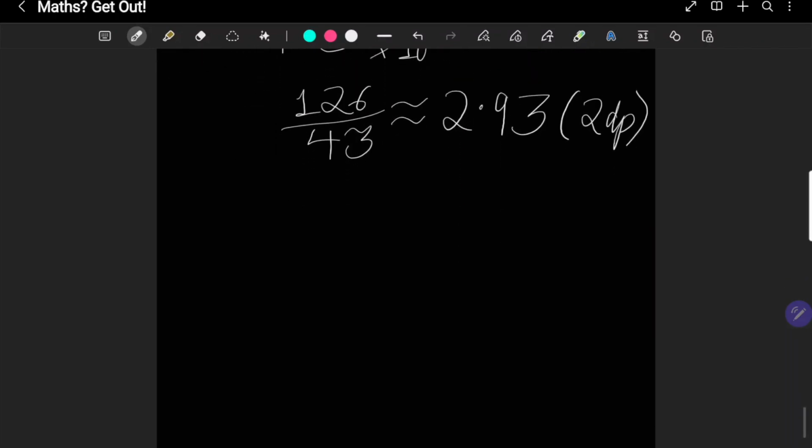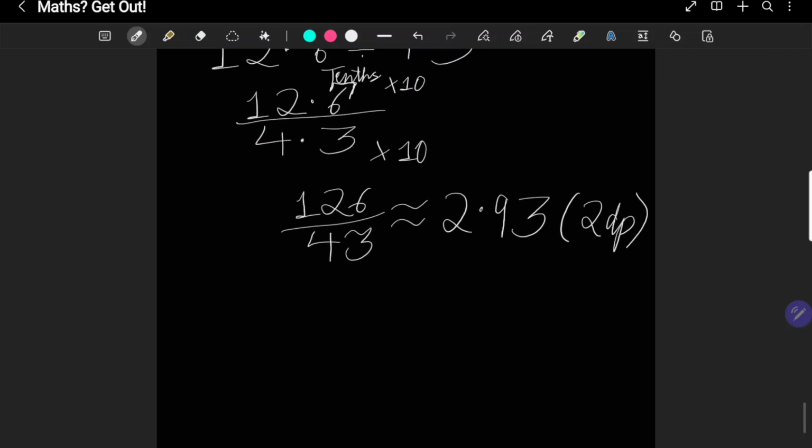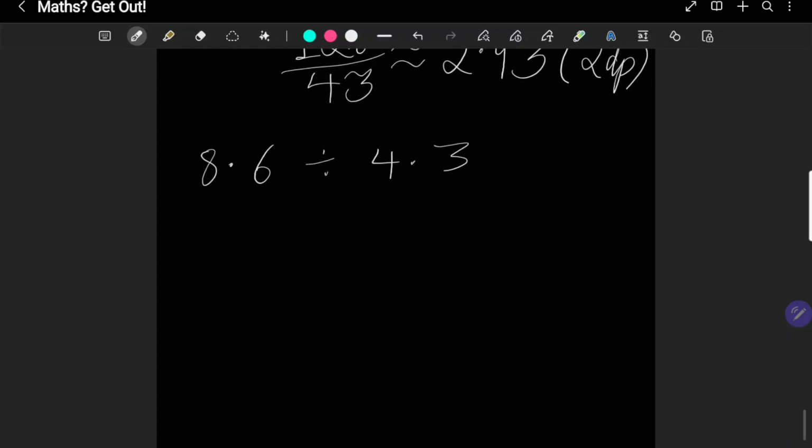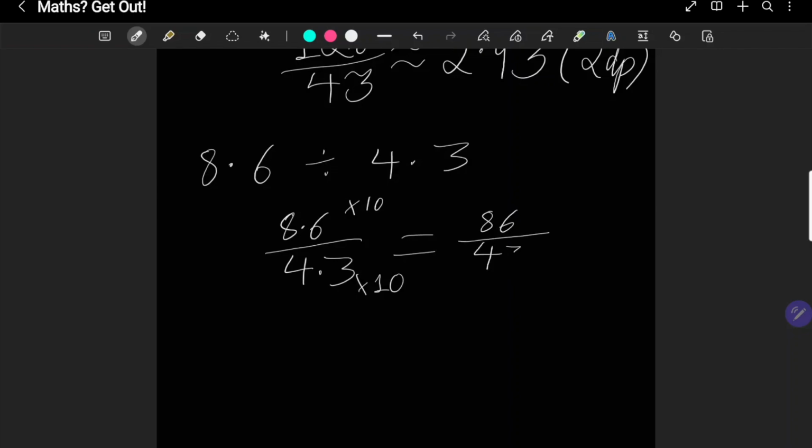And again, sometimes you might use a calculator, but sometimes it might just be easy enough. For example, if you take something like 8.6 divided by, I don't know, maybe 4.3. If you take something like that, then it'll be pretty easy, because if you times both by 10, it's going to be 86 over 43. And 43 times 1 is 43, and 43 times 2 is 86. So you can just get a whole number of 2.